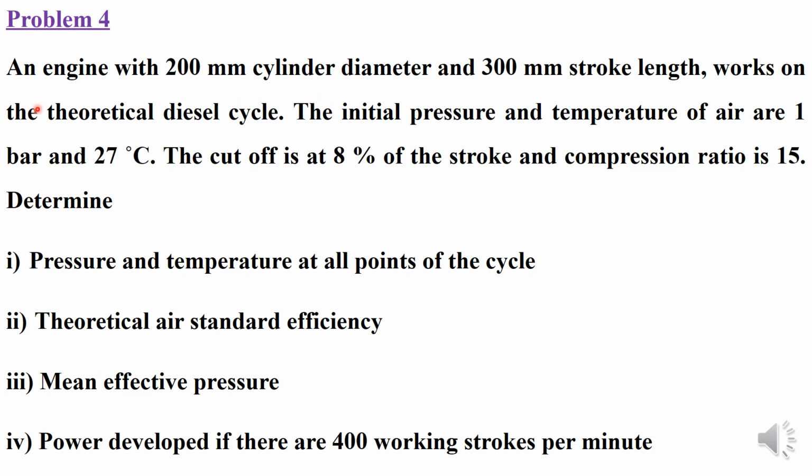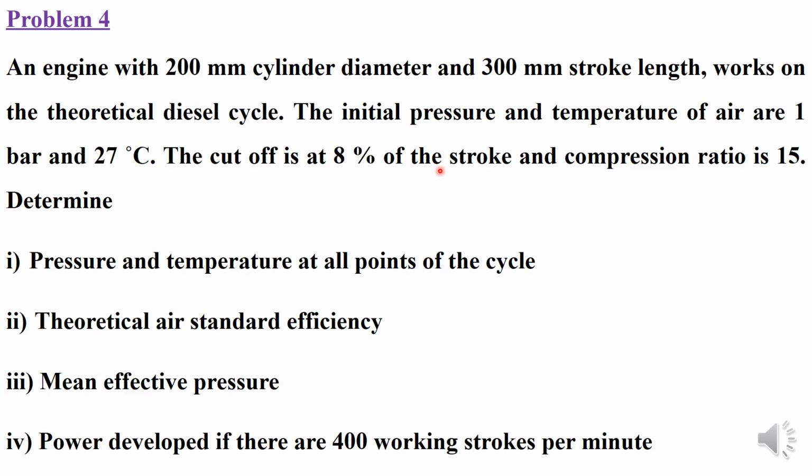It works on a theoretical diesel cycle. So the cycle here is the diesel cycle. In the question, the first thing you have to do is identify which cycle is given: Otto cycle, diesel cycle or dual cycle. Identify the cycle first, then draw the PV diagram, then write the given data. So this is the cycle PV diagram you have to draw.